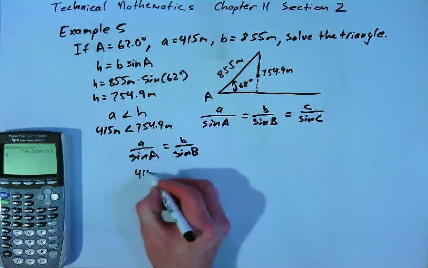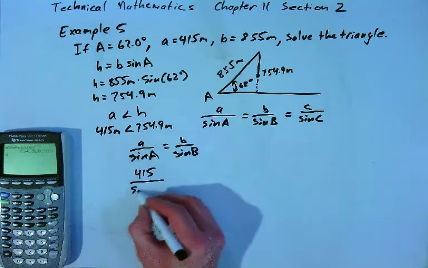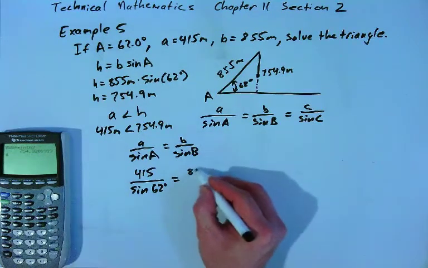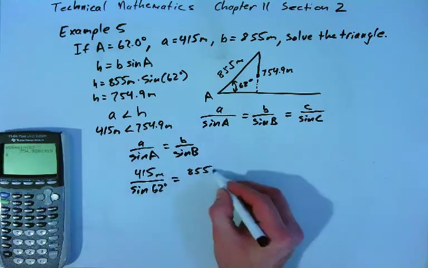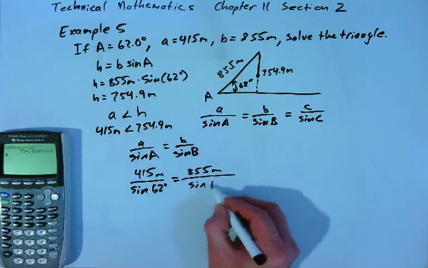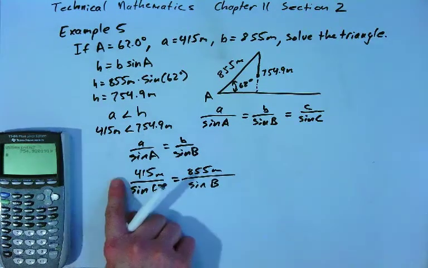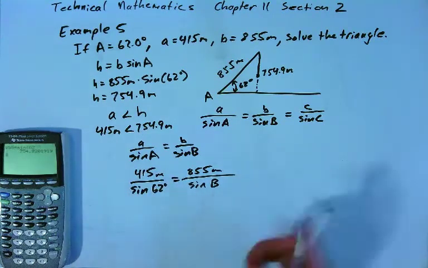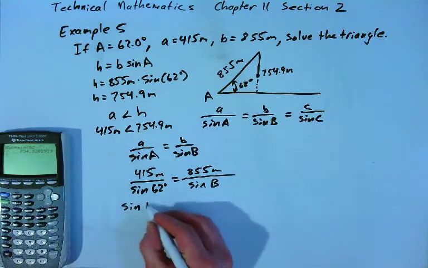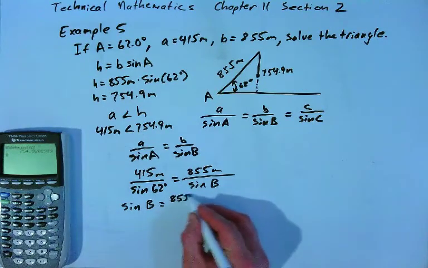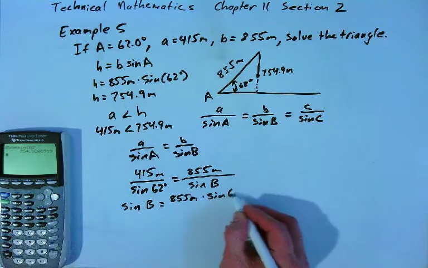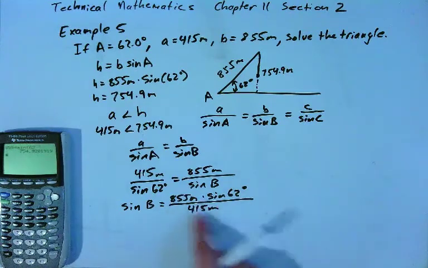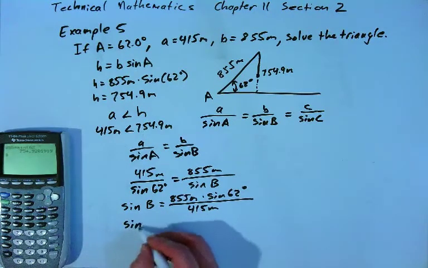A is 415. Angle A is 62. Side B is 855 meters. And angle B is what we are looking for. So we'll multiply both sides by sine B, multiply both sides by sine 62, and divide both sides by 415. When we do that, we will get sine B is equal to 855 meters times the sine of 62 degrees divided by 415 meters. Let's work this out first, and then we'll take the inverse sine.